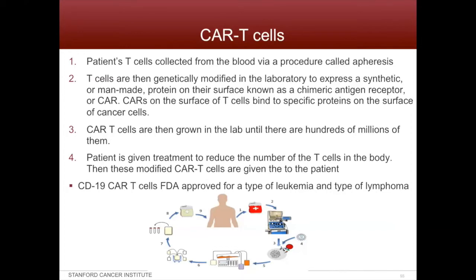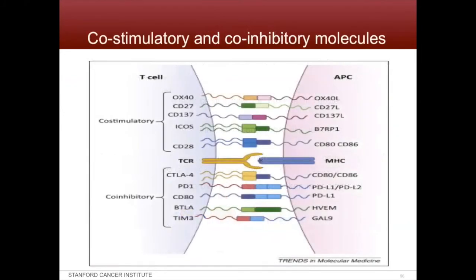There are two approvals from the FDA, both against this antigen called CD19. Both are from different companies with slightly different processes, but they target the same antigen. One of them is approved for leukemia treatment, and one of them for a type of lymphoma.